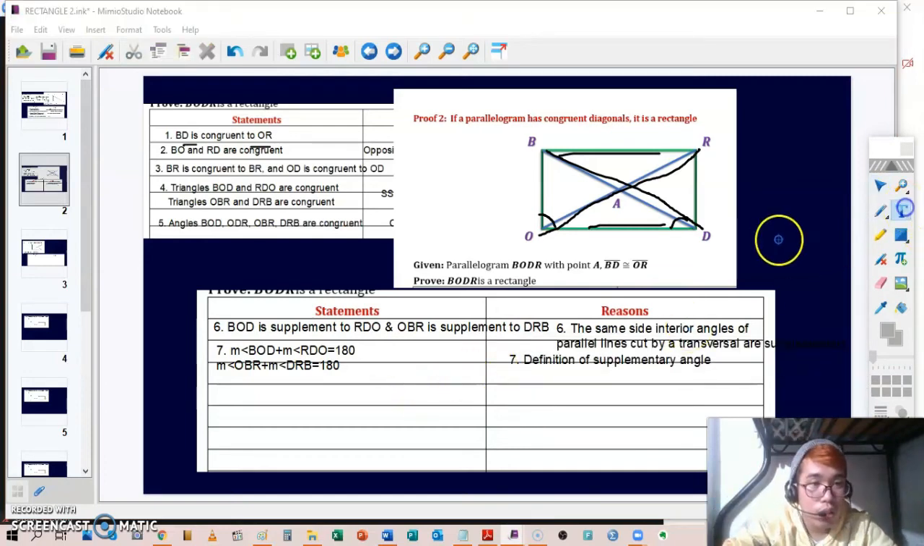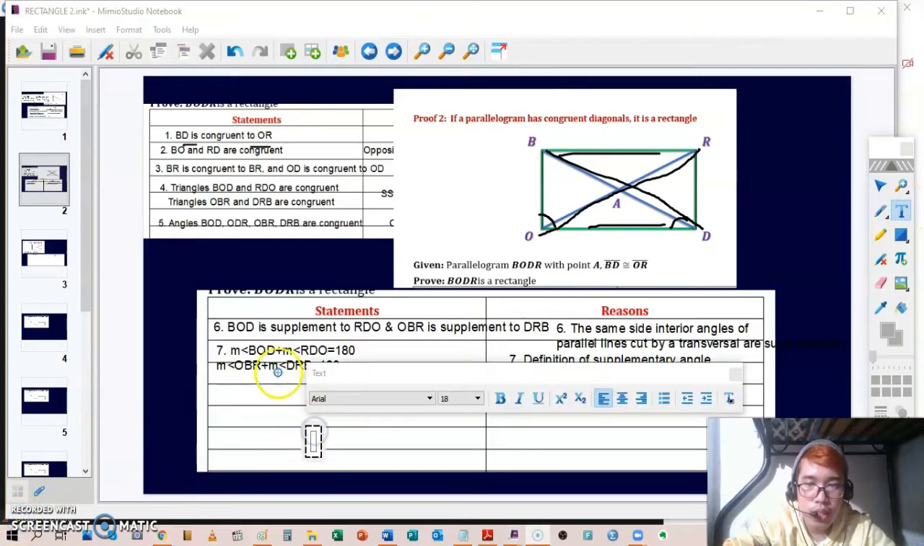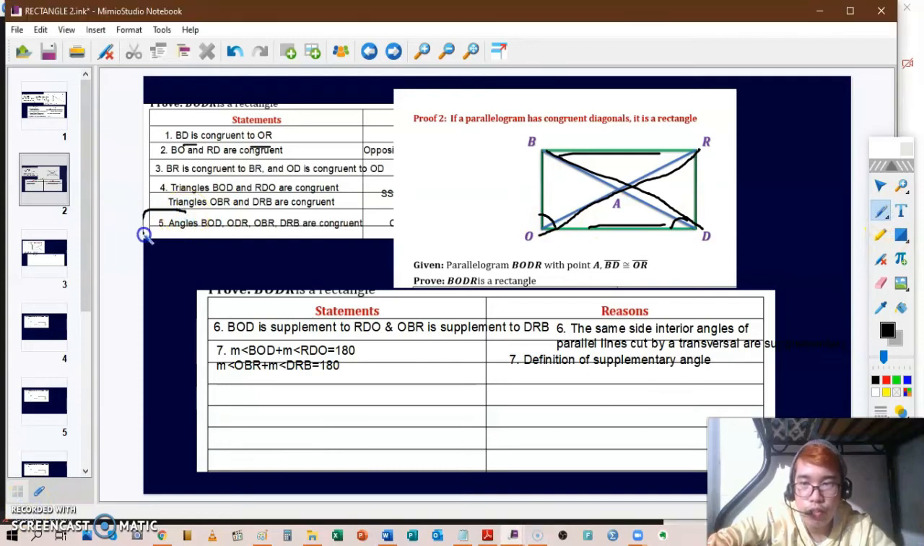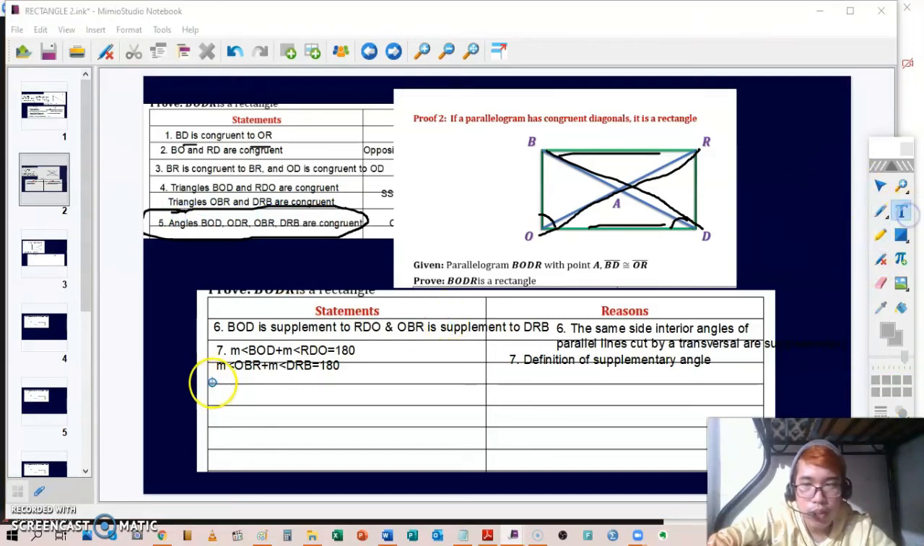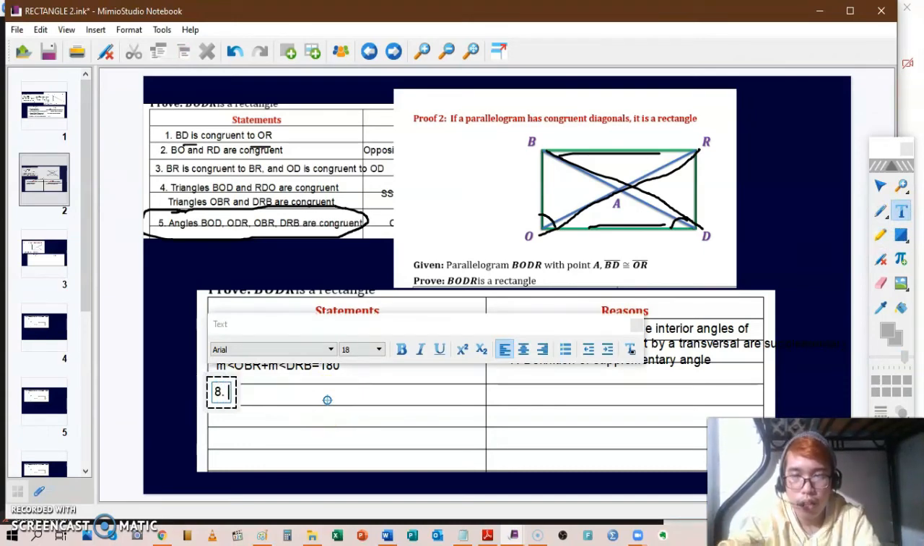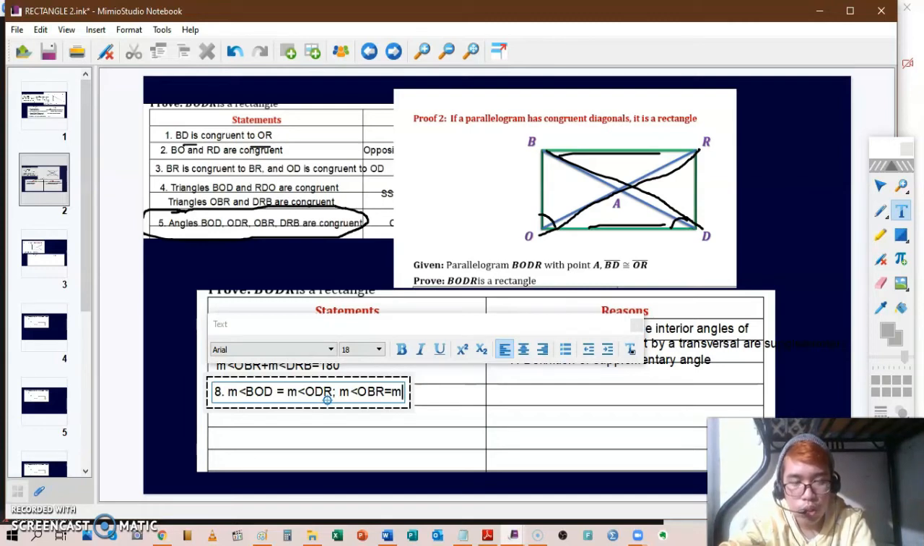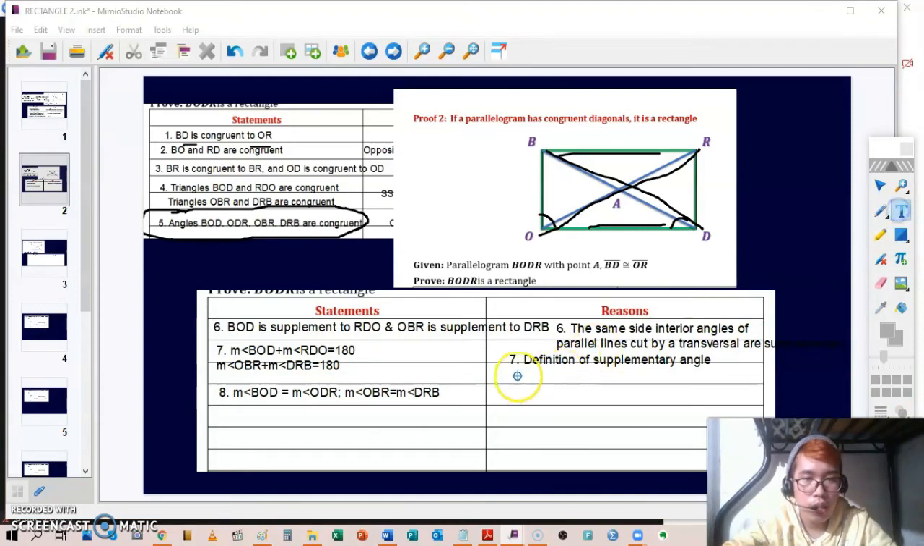For our 8th statement, since we've already written that they are equal to 180 degrees, and we've also stated at number 5 that angles BOD, ODR, OBR, and DRB are congruent, we can write here that the measure of angle BOD is congruent to the measure of angle ODR, and also the measure of angle OBR is congruent to the measure of angle DRB. And the reason for that is simply definition of congruence.